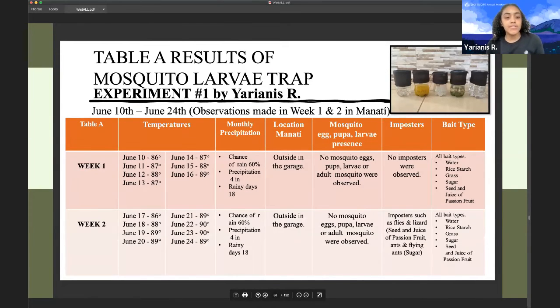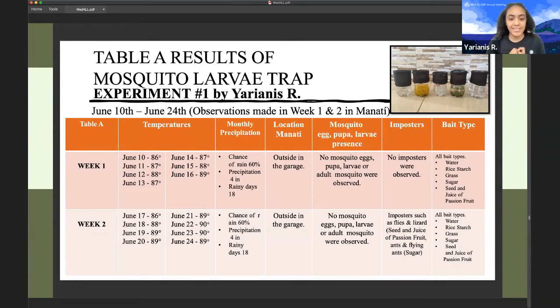These are the table of results of the mosquito larvae trap. This is experiment 1 by Yarianis Rivera. It consisted in measuring the temperatures, monthly precipitation, the location, the mosquito egg, pupa, larvae presence, if there were any imposters, and the bait type. These are the bait types: the water, rice starch, grass, the sugar, seed, and use of the passion fruit. In week 1 and week 2, there were no mosquitoes observed, but there were imposters.